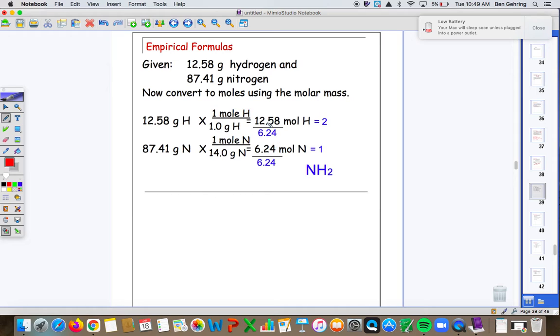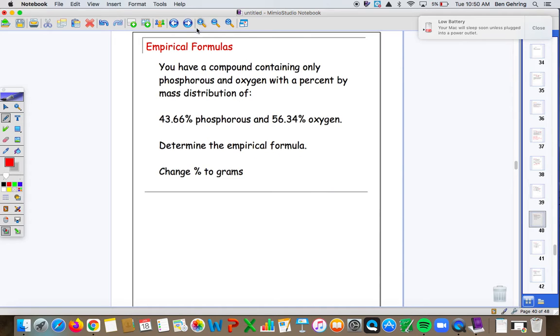Okay, if you look at these two, 12.58 is bigger than 6.24. So then you're going to divide by your smallest number, which in this case is 6.24. Anything divided by itself is going to be 1. 12.58 divided by 6.24 is going to come out to not exactly 2. I get 2.016. In this case, that is small enough that we're going to round that down to 2. And so then 2 becomes my subscript for the H, and 1 is my subscript for the N, so that is my empirical formula for the compound.